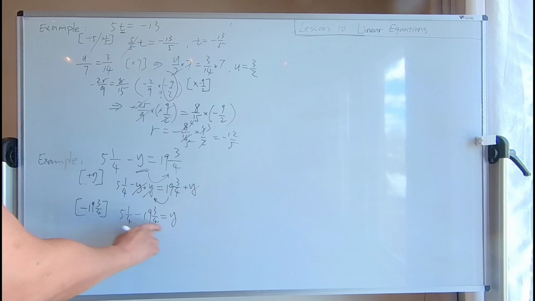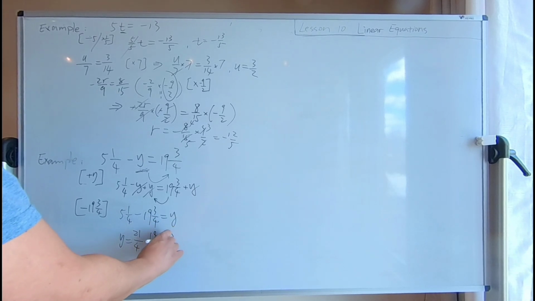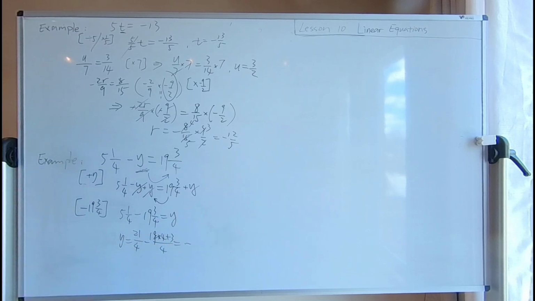So anyway, here I've already isolated y. So y is 21 over 4 times 4 plus 3 over 4. You can simplify this by yourself. So basically, this is how we solve this equation.